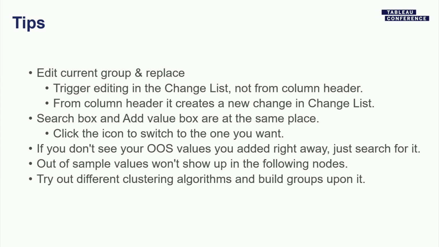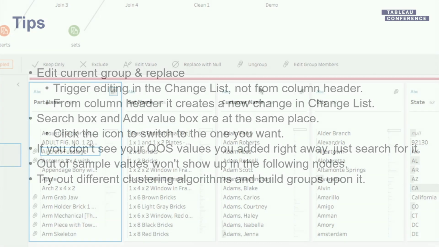The first tip is, if you want to edit your current group and replace action, trigger editing from the change list, not from the column header. It might be easier if you can see it in the app. Let's switch to the app.